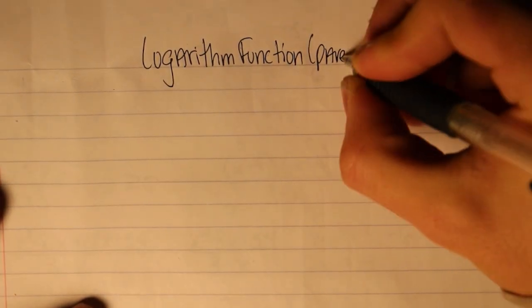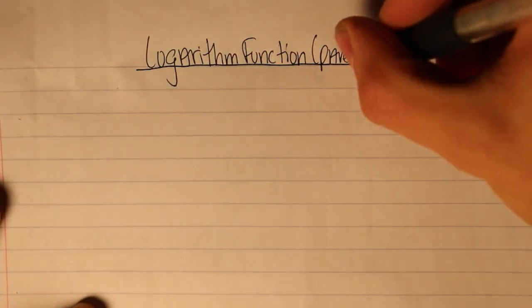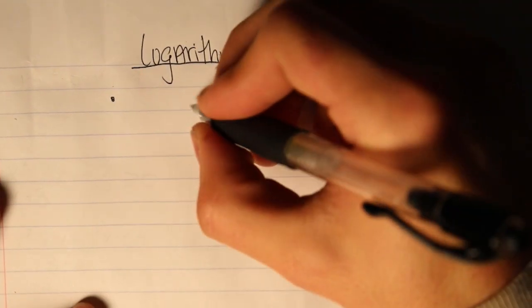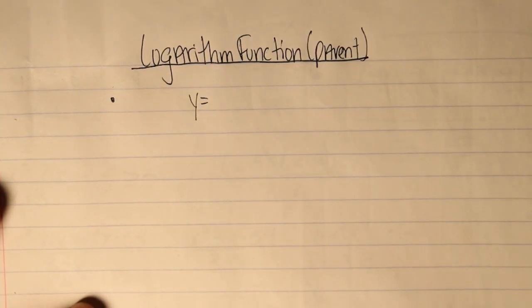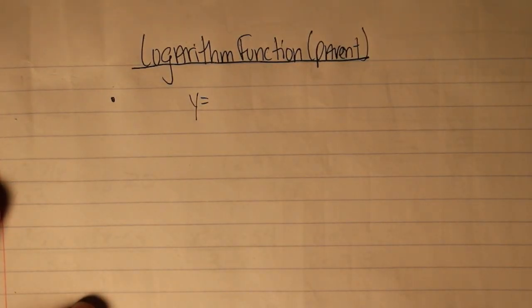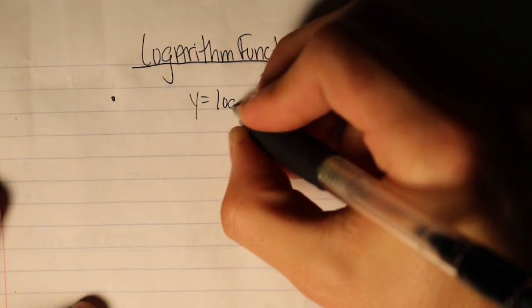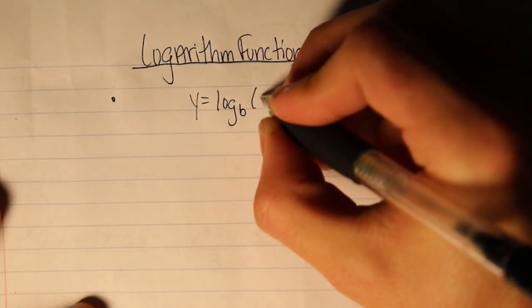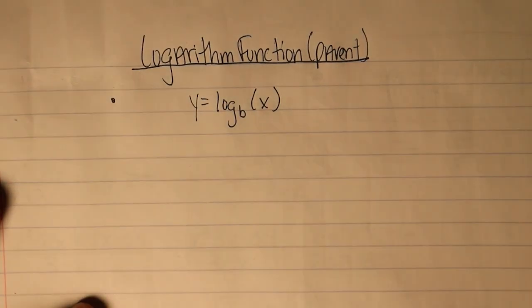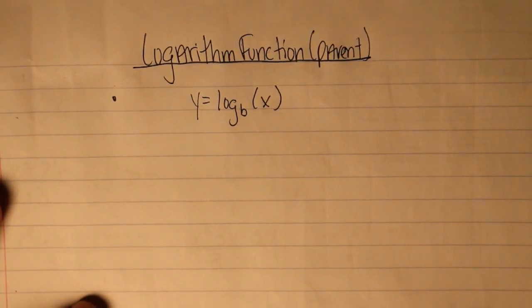All right, this is going to be very similar to what we did in class, but I'm going to slow it down and I'm going to try to help you understand a little bit better. All right, so the first thing we need to know is this equation. So we're going to have y equals log base b of x. All right, that's the equation of our parent function for logarithms. All right, not too bad.